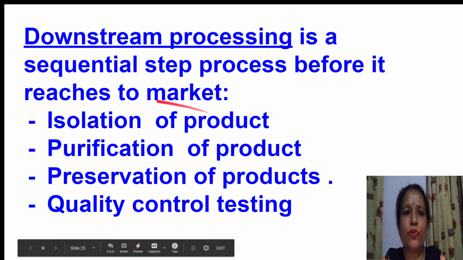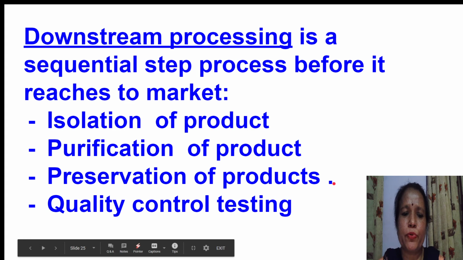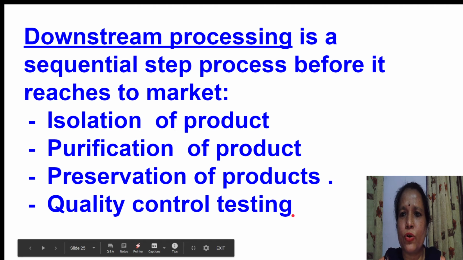Now it involves sequential steps like isolation of the product, purification of the product, then preservation of the product, and quality control testing. So quality control is checked, then the product is commercialized. So this quality control varies from product to product.